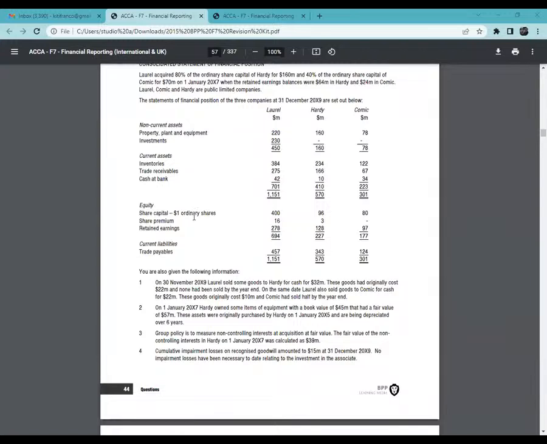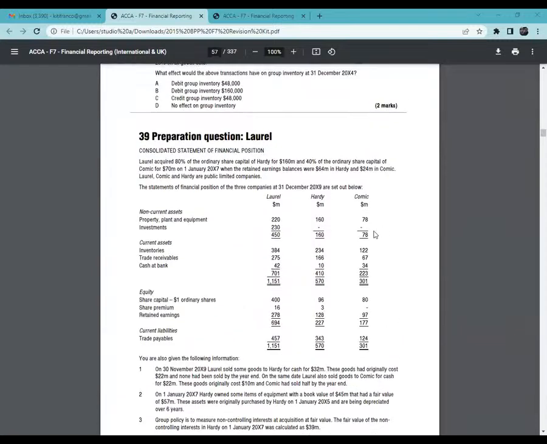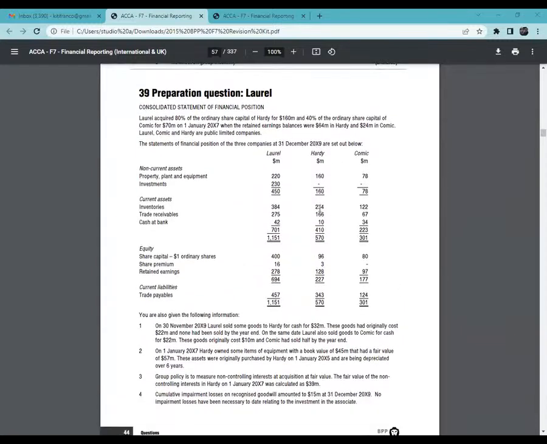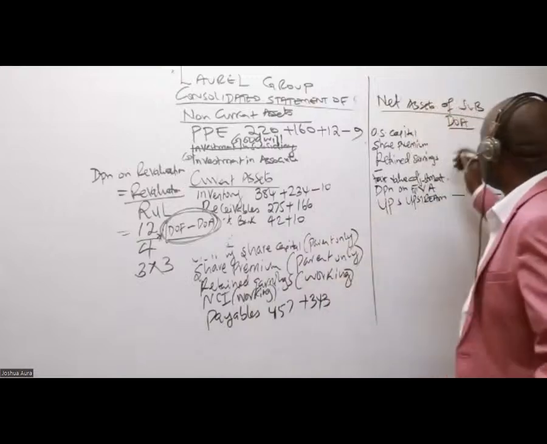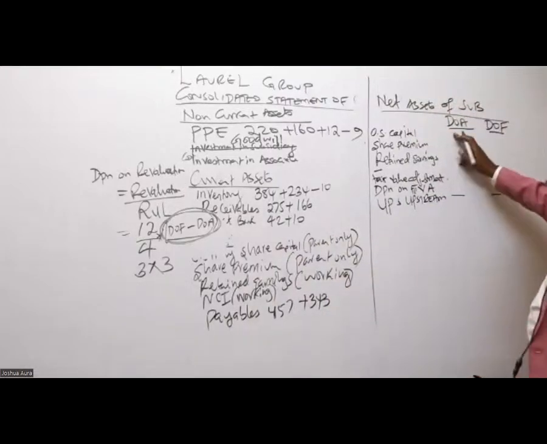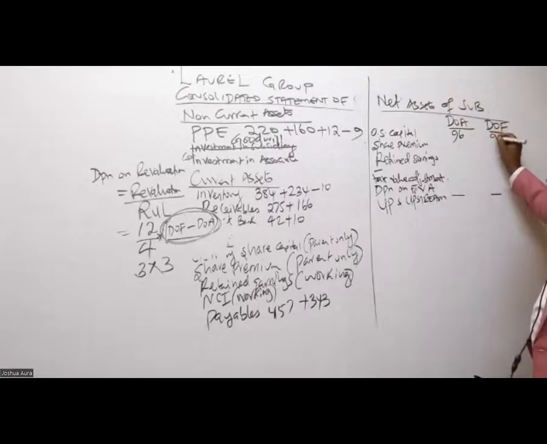Ordinary share capital. So what ordinary share capital amount should I bring here? Do I take 400, 96, or 80? Remember, these are net assets of the subsidiary, and the subsidiary is the one we have here called Hardy, which is 96. We should not take 400. It is 96. So for the date of acquisition, we have 96, and here 96.